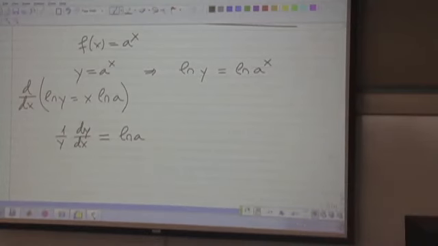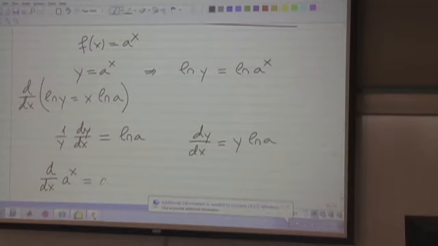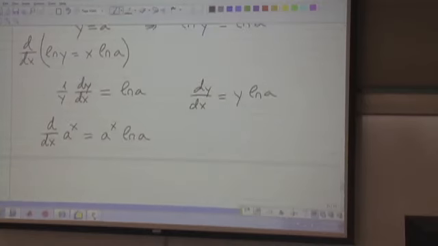So dy over dx is equal to y times ln of a, but y is a to the x, and so the derivative of a to the x is equal to a to the x times ln of a. So we still need the y times the derivative. Yes. Is this making sense? Partially.